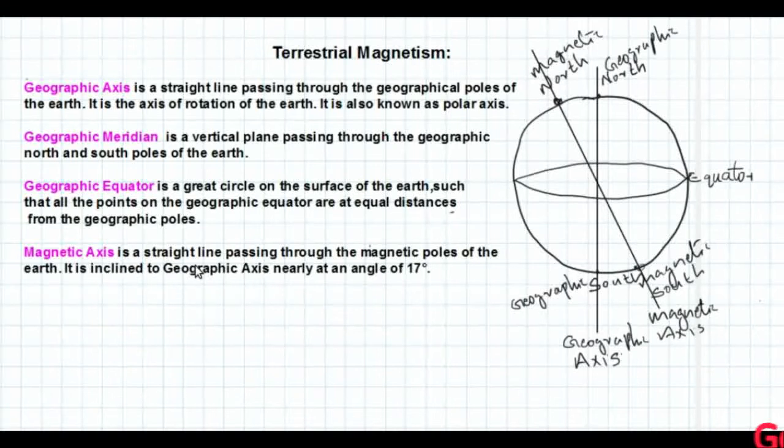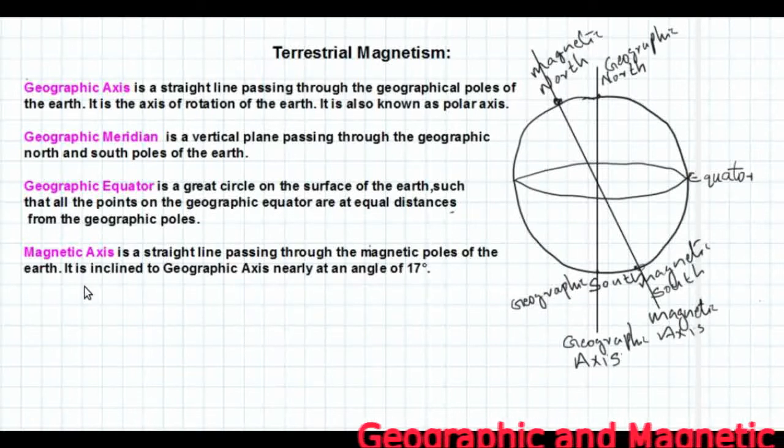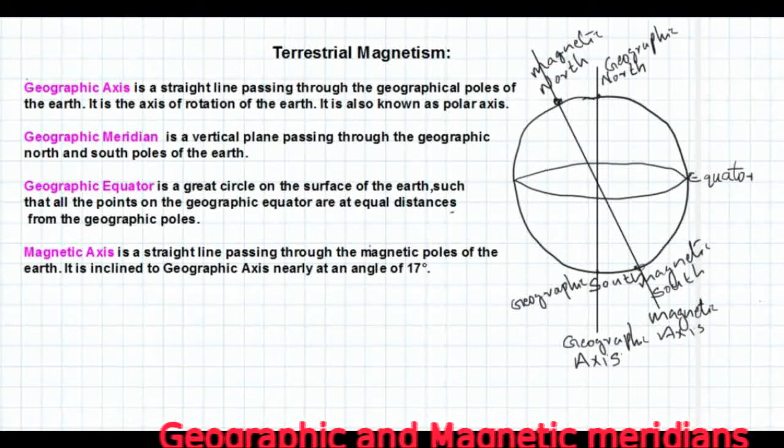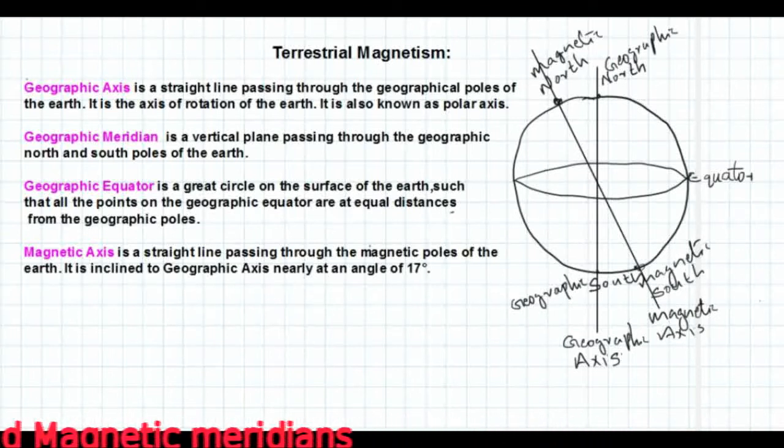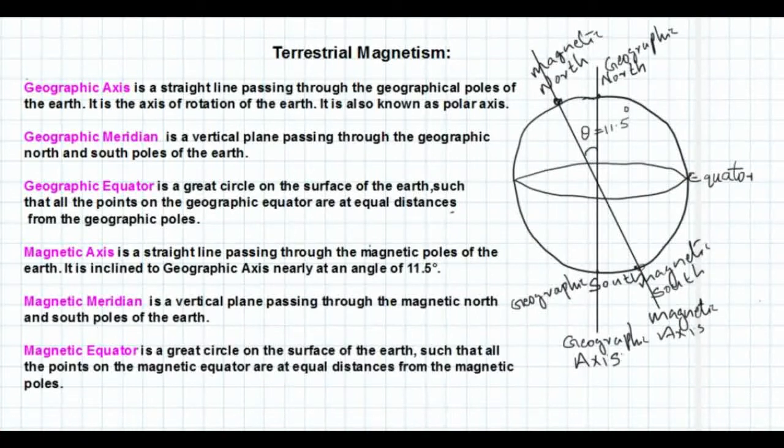So magnetic axis is a straight line passing through the magnetic poles of the earth. It is inclined to the geographic axis nearly at an angle of 11.3 degree. So this angle is not correct. It is 11.5 degree. Okay. So the angle between these two axes is 11.5 degree.